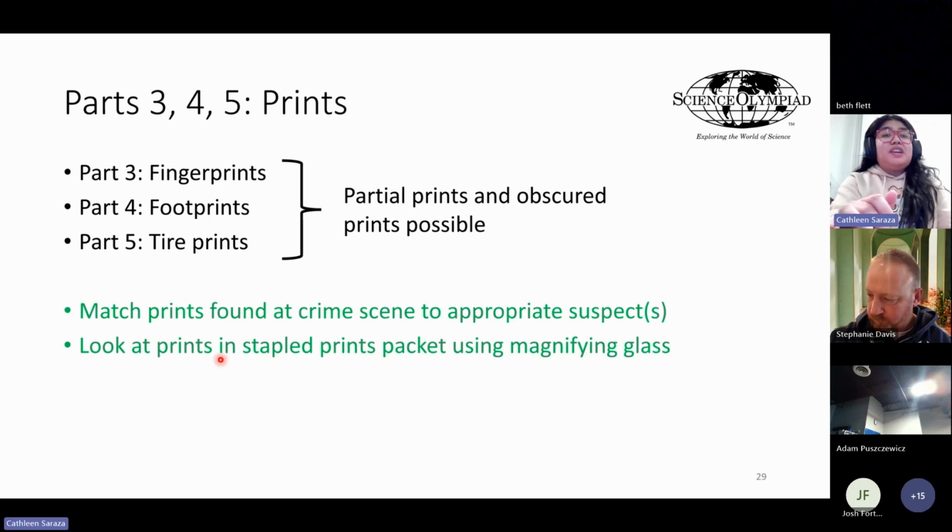And to do this, you will look at the prints in the stapled prints packet that they're given at their station, using the magnifying glass to match the pattern found at the crime scene to the print patterns that are given by the suspects.